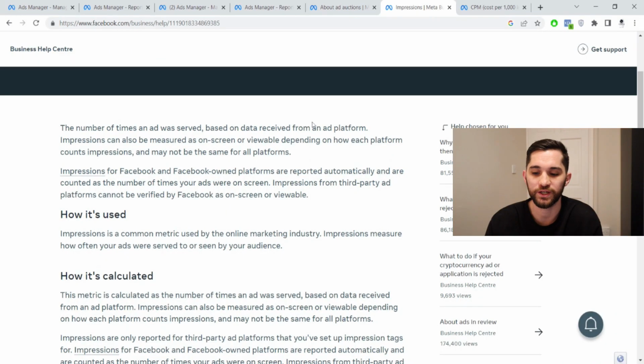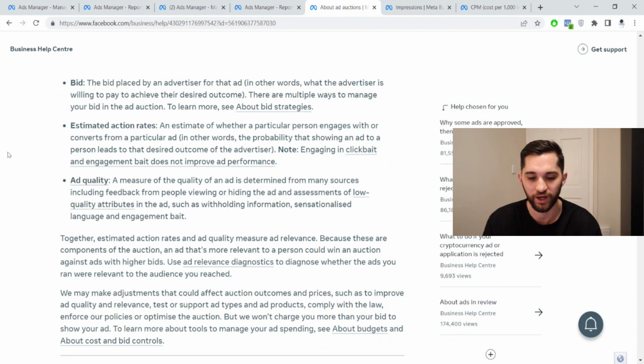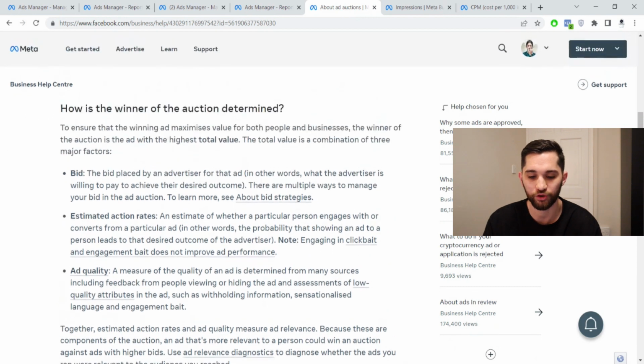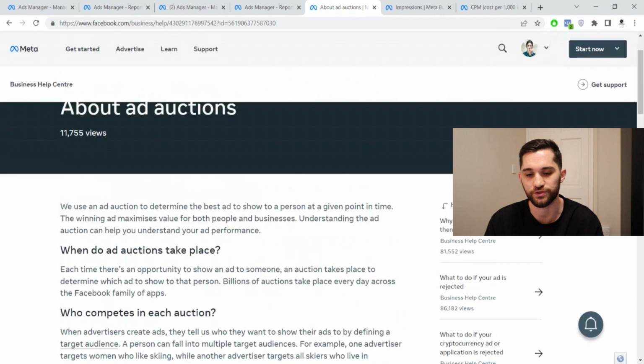The interesting part here is how your CPM actually factors into the ad auctions. So this is where your ad is going against thousands of other ads that are aiming for the same audience, and Facebook will run that auction automatically based on a few factors, and I want to show you what those factors are. So again, another Facebook help document about auctions.